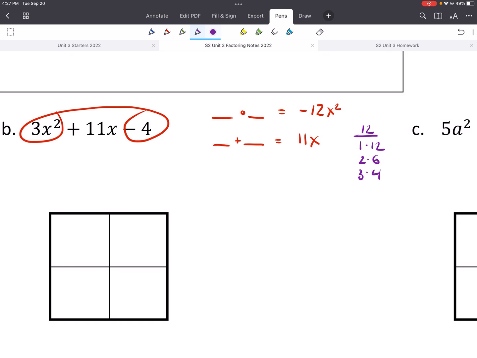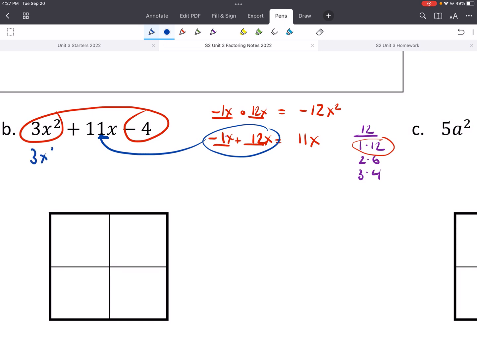How can we come up with 11? Hopefully you're thinking 1 and 12. We could do 12 minus 1, or negative 1 plus 12. Again, it doesn't really matter what order. All right. And then we'll double check. So negative 1x times 12x does give us negative 12x. So we will take this and substitute it in for the middle term.